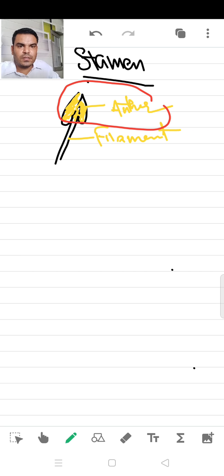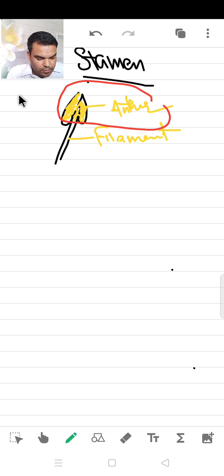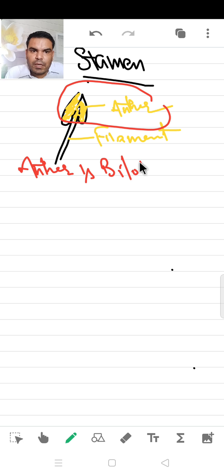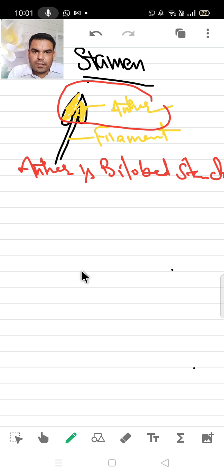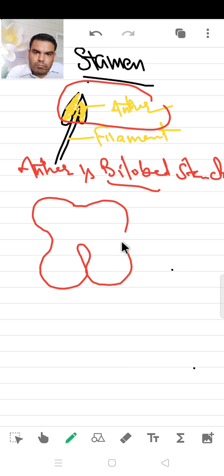So we know that anther is a bilobed structure, right? Anther is a bilobed structure, and each lobe has two theca. So the diagram is just like this.